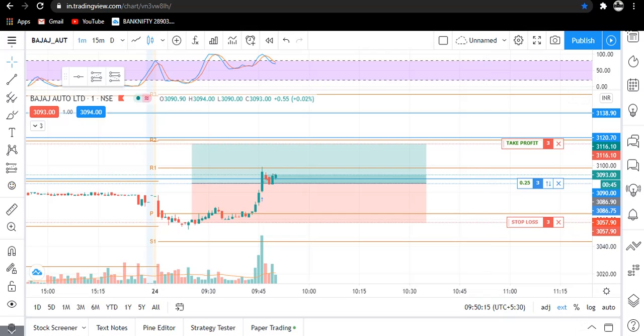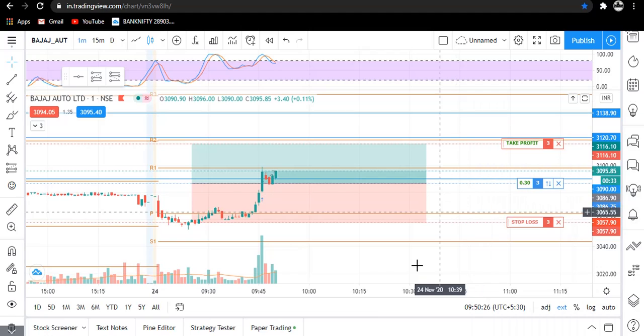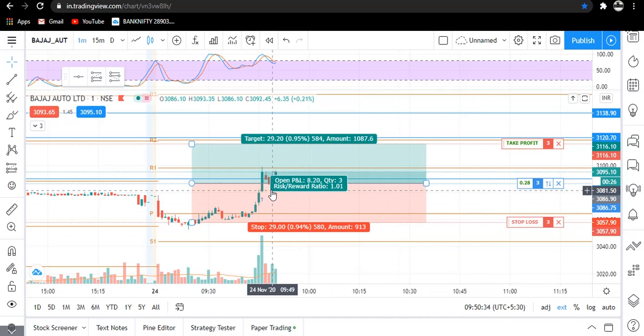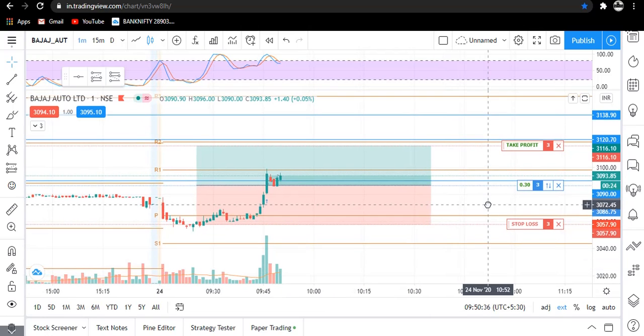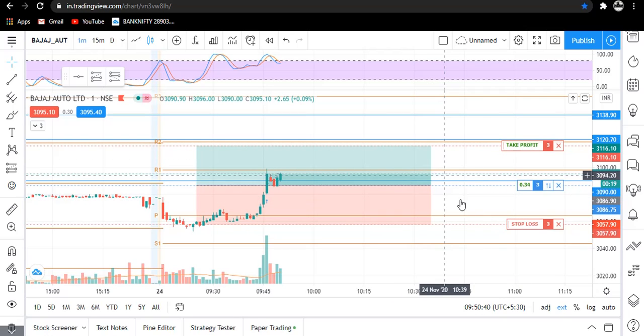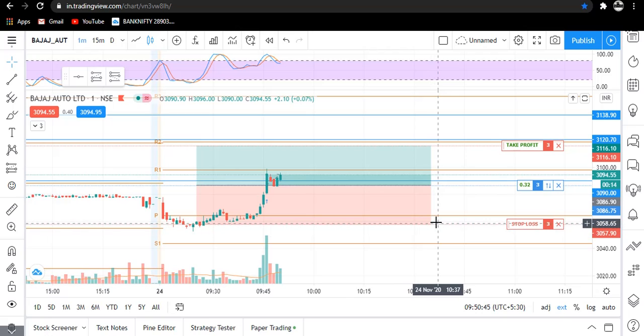Now let me show you today's date and time. So today is 24th of November 2020 and currently the time is 9:50 AM. Now coming on to today's trade, traders, you can see that we have taken a trade in Bajaj Auto. We entered 1 minute ago and you can see that price is trying to go towards our target. This is our target, traders, and here is our stop loss. So it's now going on.